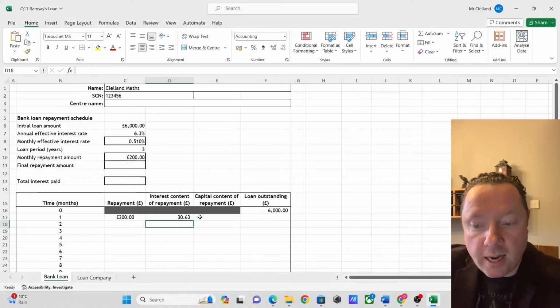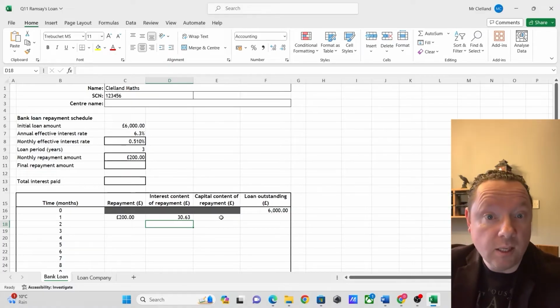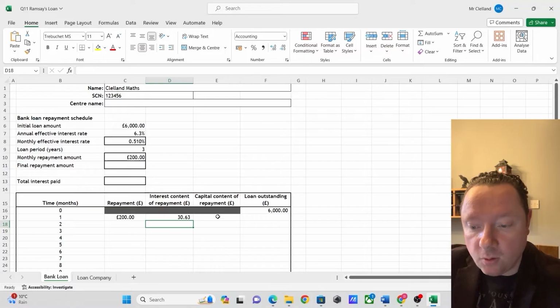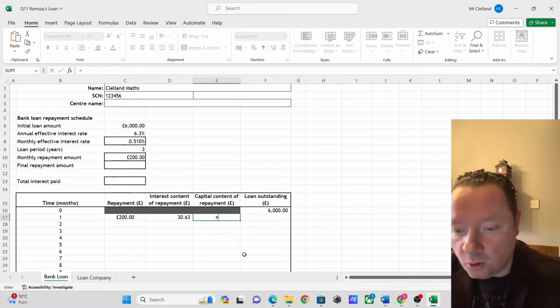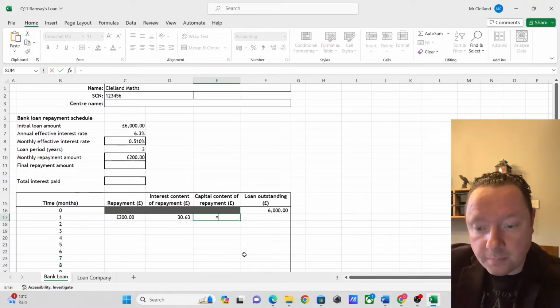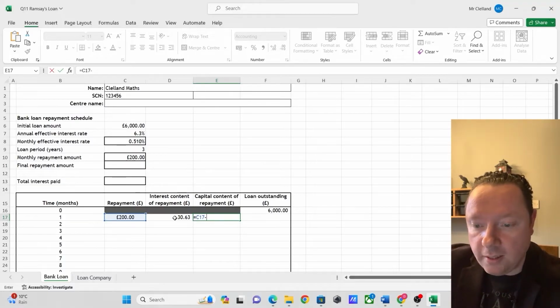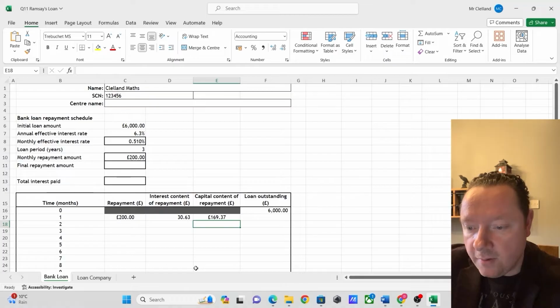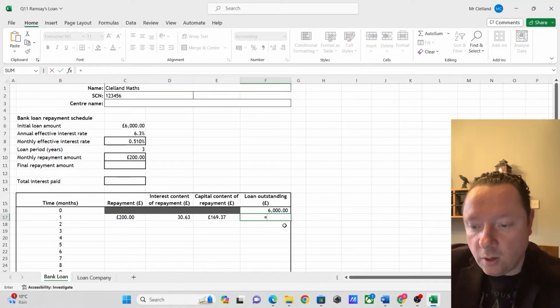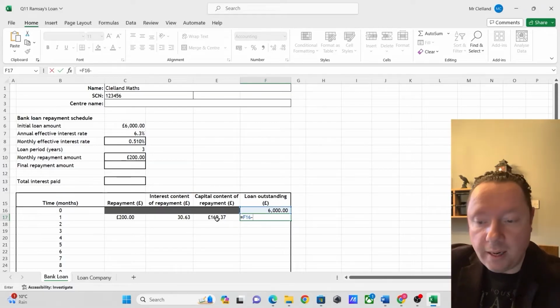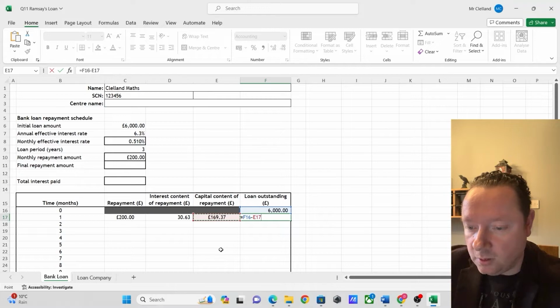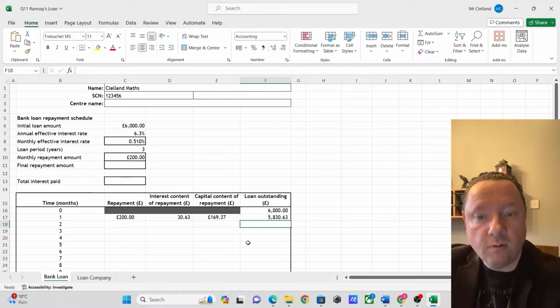Now we don't need to round the rest, because once I've rounded one of them, the rest will be 2 decimal places anyway. So the capital content of repayment is equal to the repayment minus the interest content, and then the loan outstanding is equal to the previous loan outstanding minus the capital content, how much you've paid off. So we can press equals there. So we've got our formulas filled in.